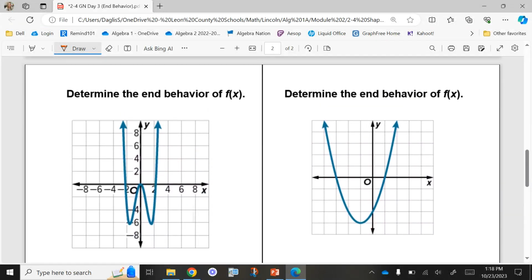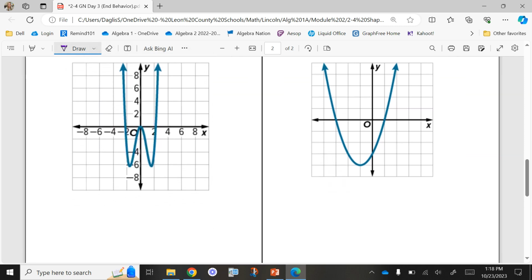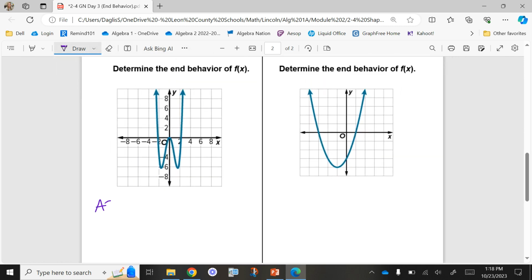Here we go. Determine the end behavior of f of x. So, here we go. As x increases, remember that means we're moving to the right side. What was the word? Y. What is y doing? X has increased. So as x gets positive, my y's are also increasing.